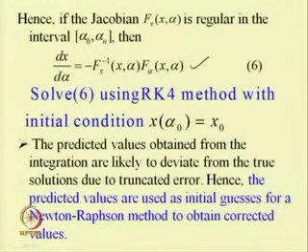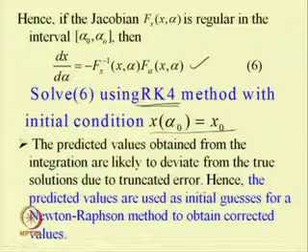Then by solving, this differential equation can be solved using an ordinary differential equation method. For example, one can use the 4th and 5th order Runge-Kutta method by taking the initial guess x alpha 0 equal to x 0. By taking this, one can predict the value obtained from this integration, and this is likely to deviate from the true solution due to truncation error. Hence, the predicted value is used as the initial guess for a Newton-Raphson method to obtain the corrected value.